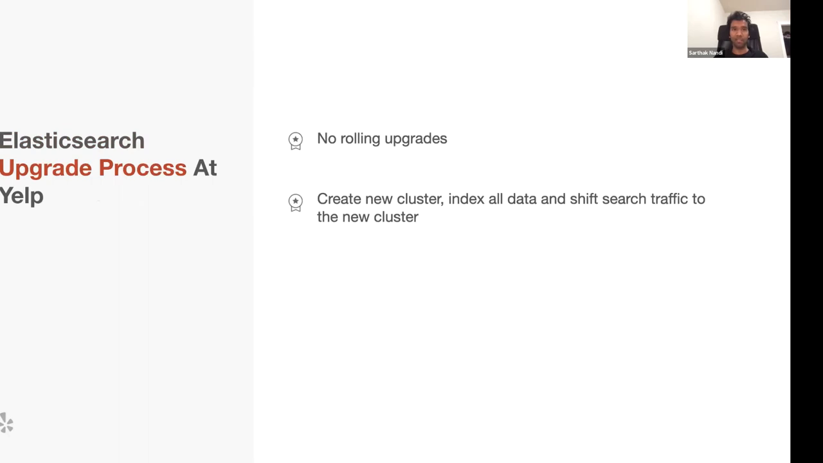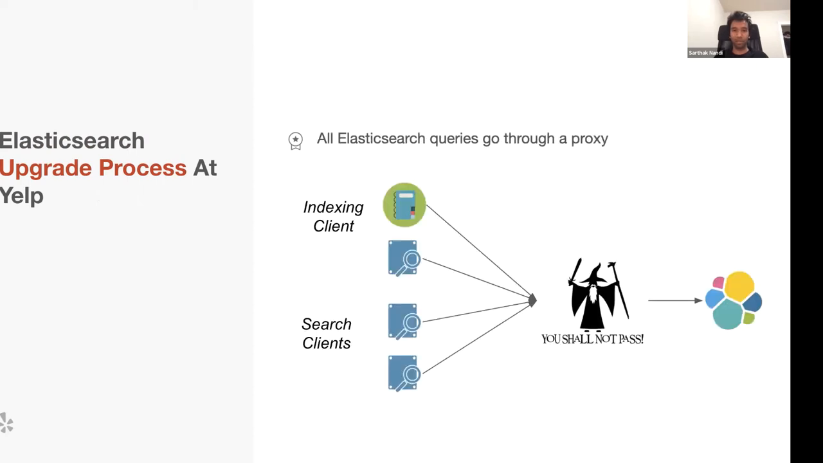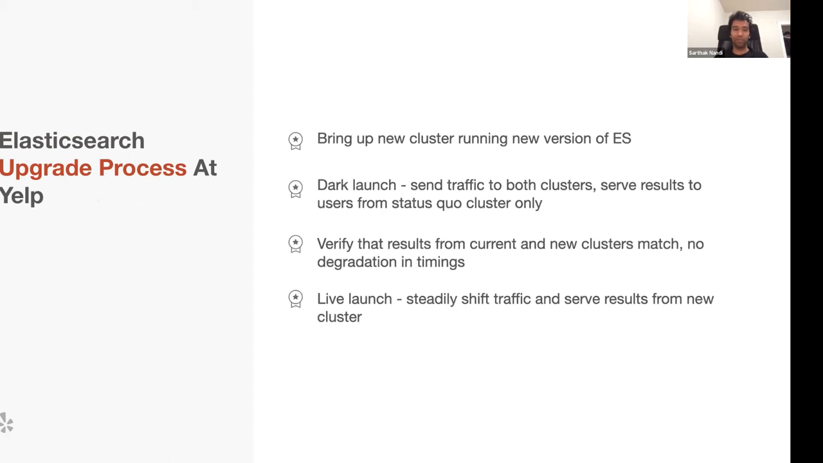Now, I'll give a quick look at our upgrade process. We don't do rolling upgrades. Instead, we create a new cluster, index all of our data to the new cluster, and then shift the search traffic to it. We do this with the help of our proxy, which sits in between Elasticsearch and our indexing and search clients. When we want to do an upgrade, we bring up the new cluster that runs a new version of Elasticsearch. We index all of the data to it, and then we dark launch this cluster.